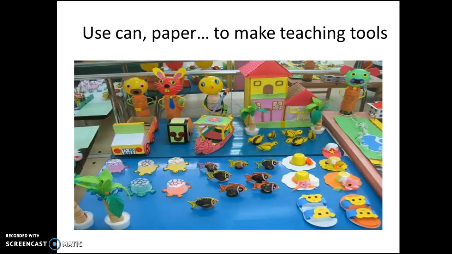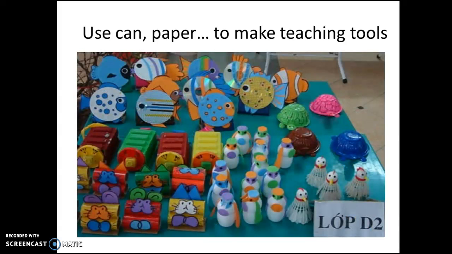I also use pens, paper, and many things to make teaching tools. For example, you can make a turtle, a fish or heart, sandal, or make a house, etc. So you can use all things to teach our students. Yes, you can see it's very beautiful.